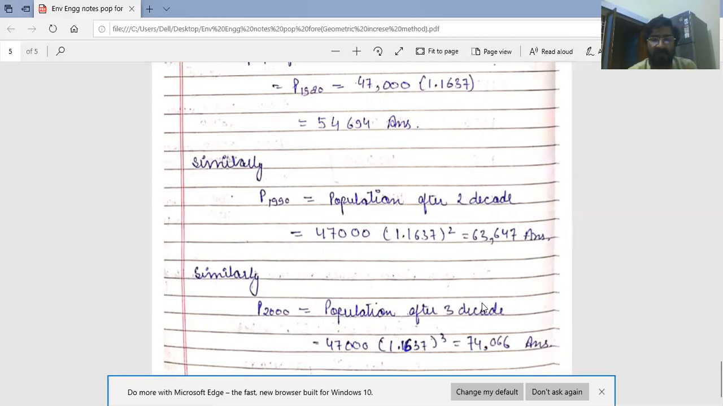This method also does not give exact data, but geometric increase method is better than arithmetic increase method. This is the population forecasting method, geometric increase method.